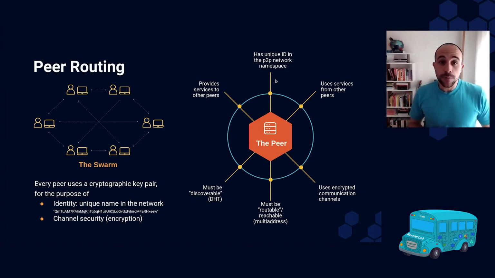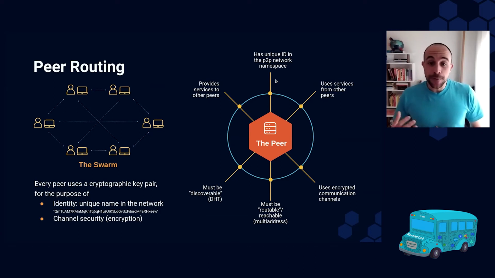When a peer interacts with other peers in the network, they usually use encrypted communication channels. And for this, when a peer joins the network, it generates a cryptographic key pair. This cryptographic key pair has two main purposes. First, the unique ID in the peer-to-peer network namespace for the peer is inferred from the public key of this key pair. And on the other hand, this cryptographic key pair is used to establish the encrypted connection with other peers when we interact with them.